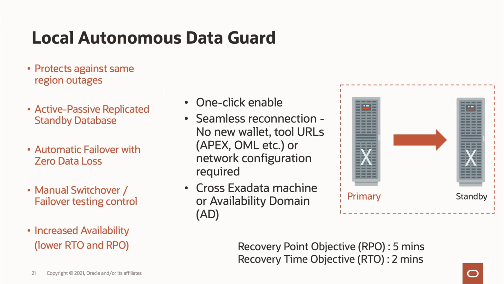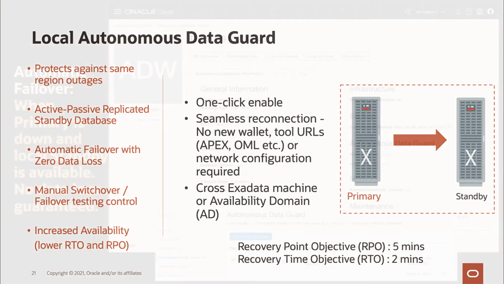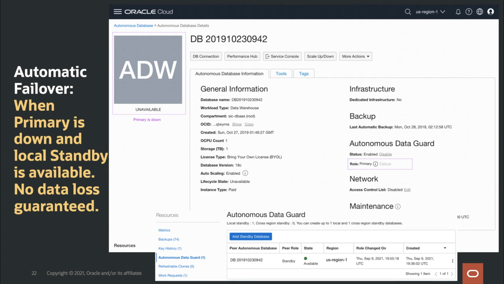So now let me walk you through a simple example of what this automatic failover we just described looks like. This is the screen for when the autonomous database may be unavailable in the case of a failure. In this situation, you can see that the Autonomous Data Guard role is currently the primary role, and the status is enabled, whereas the standby database is available and the primary database is unavailable. The two databases are in the same region, hence this is a local standby database.